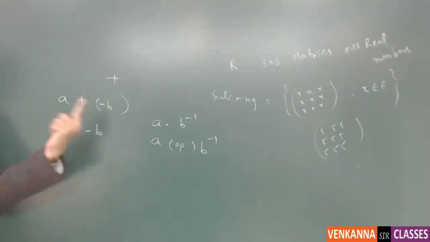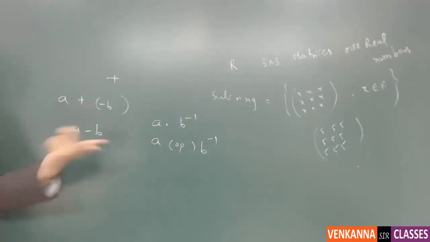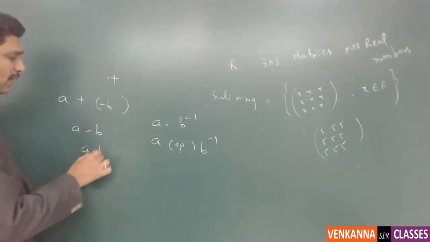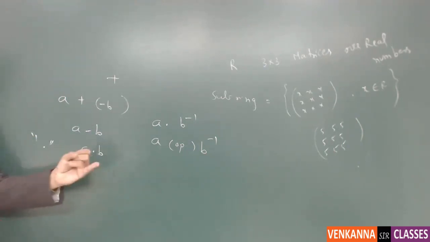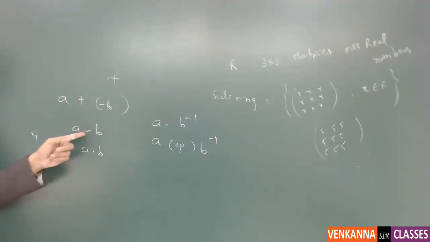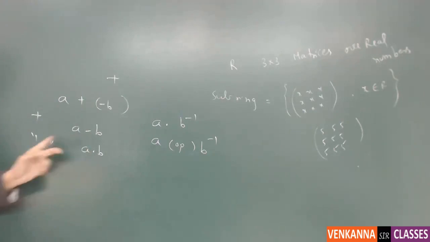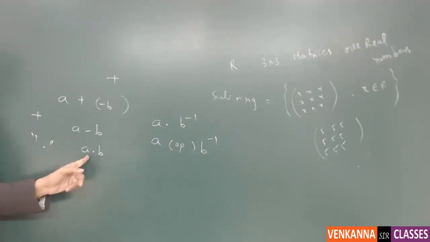This is with regard to one operation, plus. On rings you have two operations, plus and dot. For dot we verify A dot B, because dot must satisfy only closure and associativity. For plus you need to verify 5 properties. So for plus we verify this, for dot we verify this.